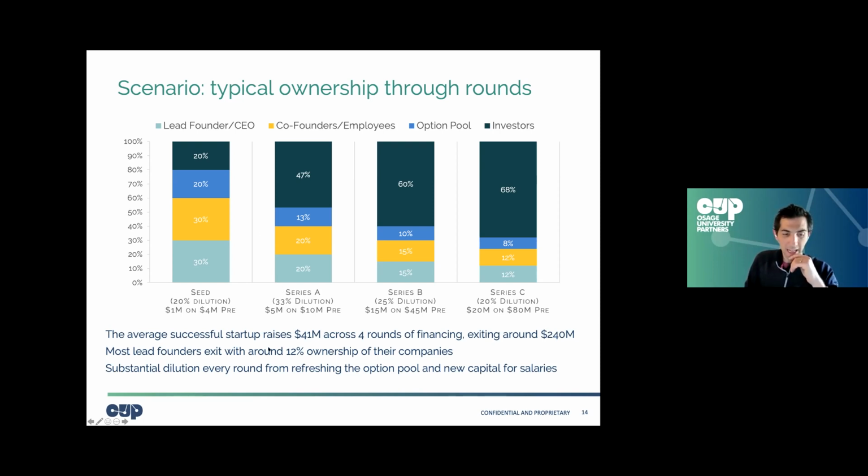So this is just a quick stat. The average successful startup in our database raised 40 million across about 4 rounds of funding and an exit for 240 million. This is a successful startup. So very rarely do we see companies that are worth a lot that haven't had to raise a lot. And those numbers are growing. The amount of capital being put into startups nowadays, especially deep technology startups, is hundreds of millions of dollars. And so you really should be focused on value creation and not just your pure ownership at the beginning.